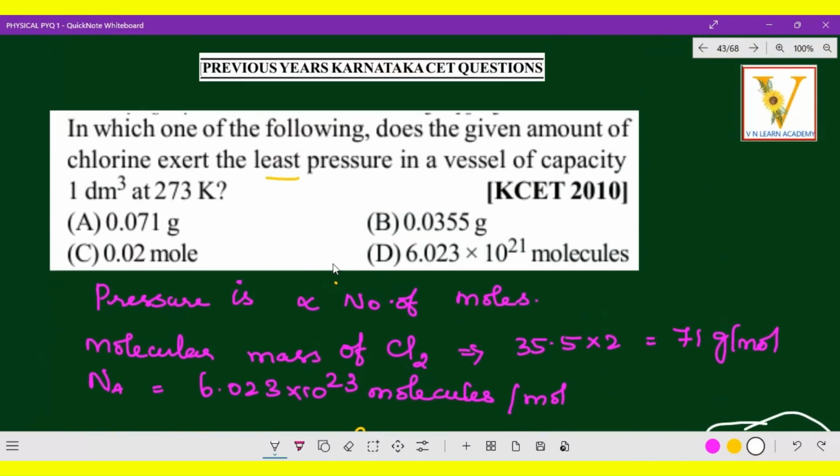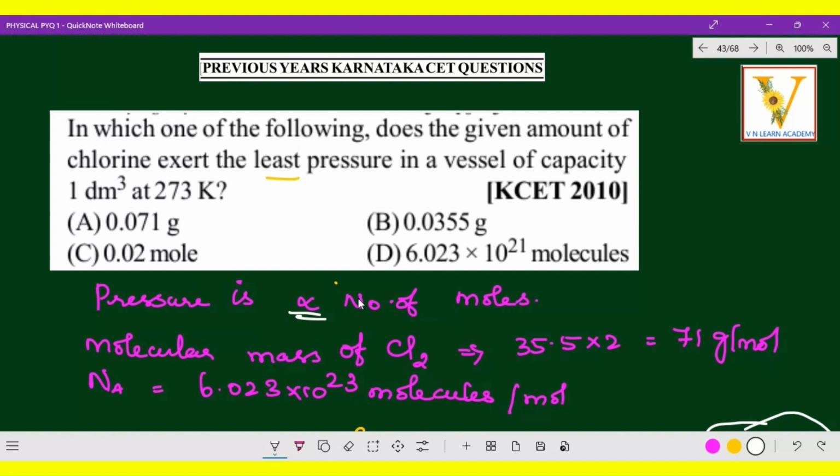This is very simple. The main point is, if they are asking such kind of question, pressure is directly proportional to number of moles. So how to identify the moles? Number of moles equal to given mass by molecular mass, whether it is such kind of things or it's a molecule. Please note down that it is given by molecular mass. For example, here 6.023 into 10 to the power of 21 is given, and naturally Avogadro's number is 6.023 into 10 to the power of 23 molecules. In that way, you can identify.